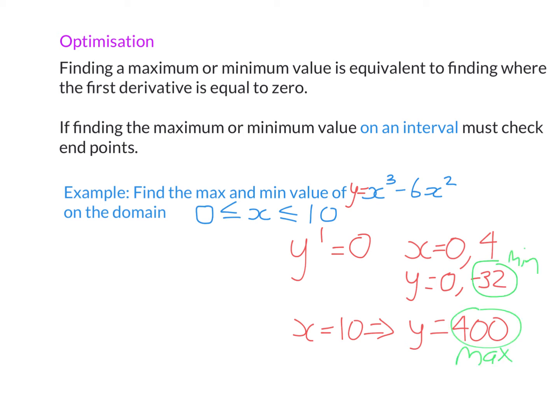So if you're asked to find the maximum and minimum values of a function on an interval, you still find where the first derivative equals 0, but you check the endpoints of that interval in case they give a higher or lower value than at the turning points, because the turning points might only be a local minimum or a local maximum. Let's look at another optimization question.